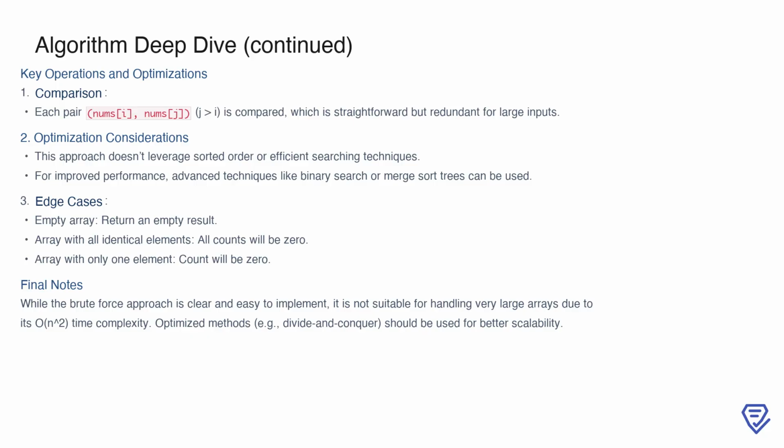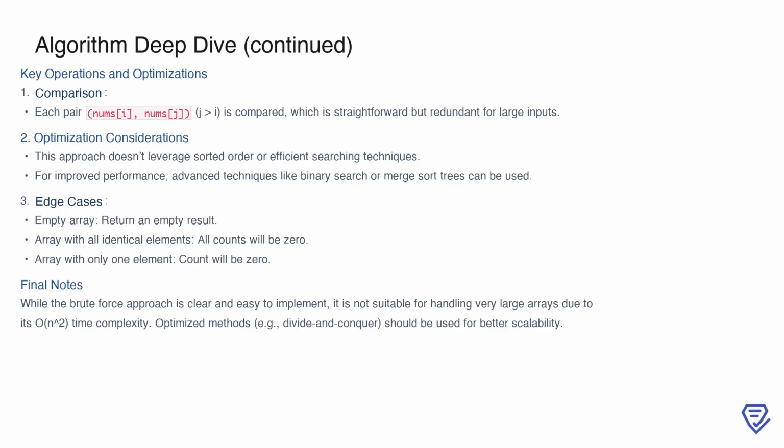To improve the performance, we can consider optimizations that exploit sorted order or more efficient search methods. For example, techniques like binary search or merge sort trees enable us to reduce the number of comparisons significantly. Edge cases are also important to consider. For an empty input array, the result is simply an empty array. If all elements in the array are identical, every count will be 0 because no element is smaller than another. Similarly, an array with only one element will always have a count of 0 since there are no elements to the right. While the brute force approach offers clarity in implementation, its n squared time complexity makes it unsuitable for very large arrays. To handle such cases efficiently, optimized methods like divide and conquer or segment trees are better suited for this problem.